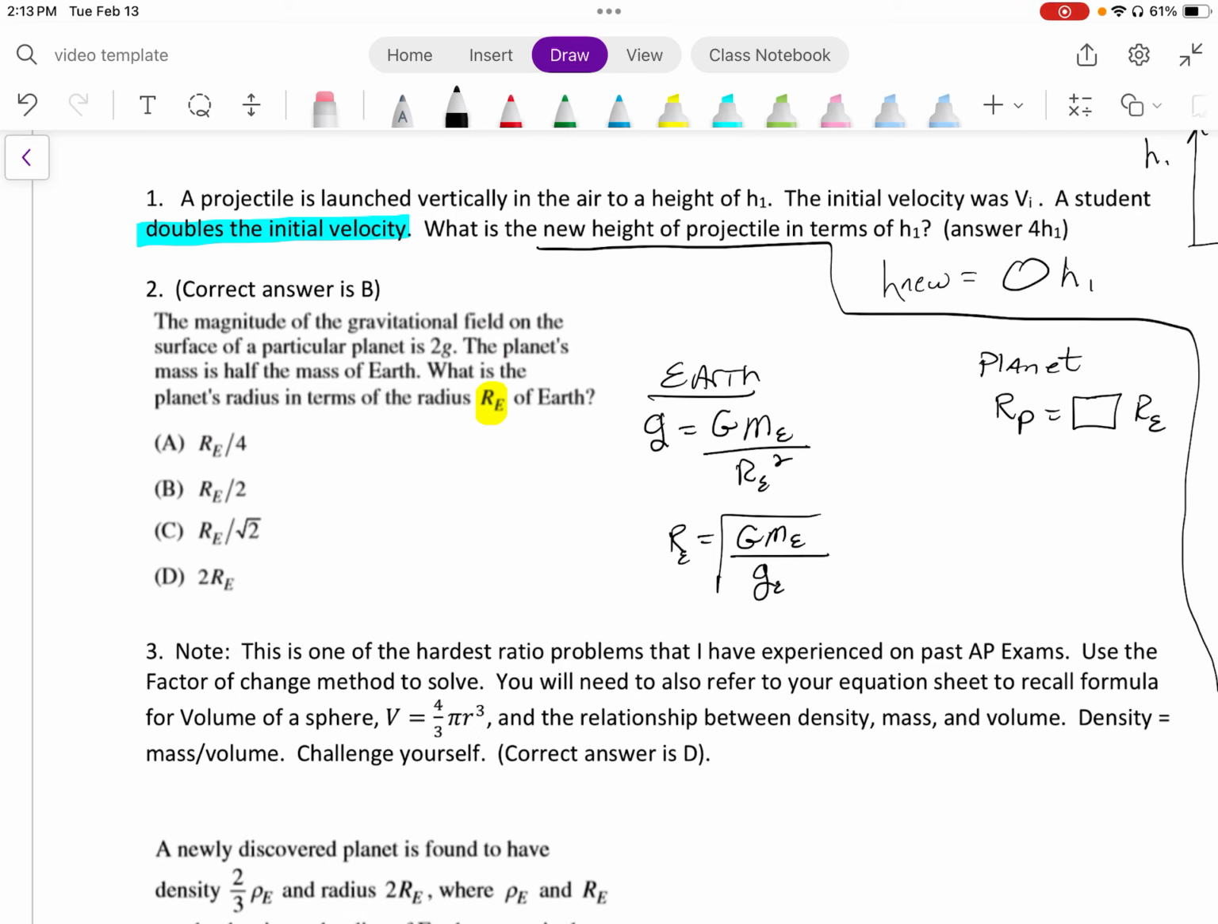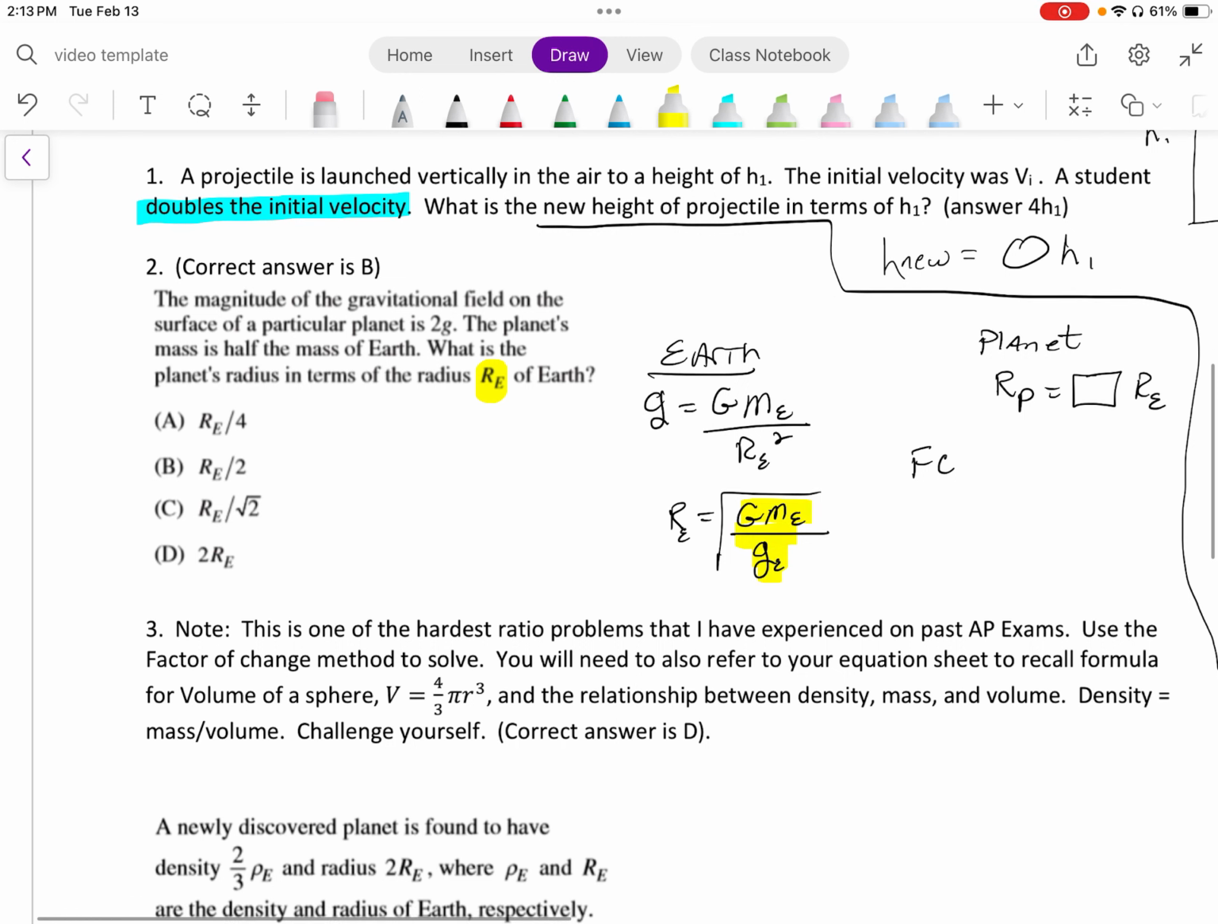Okay, now let's calculate this factor of change. We're going to focus on all the things that are in this equation for radius and ask ourselves, does it change? Big G is a constant. Well, did the mass of this planet change? Let's see, the planet's mass is 1/2 the mass of Earth. So we're just going to put the half in, and that's the factor by which the mass changed. And did little g change?